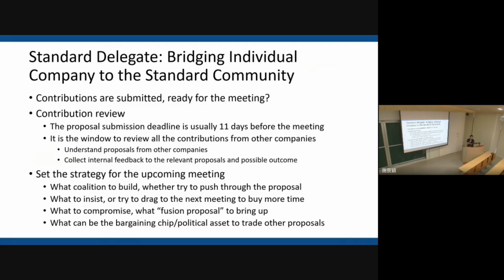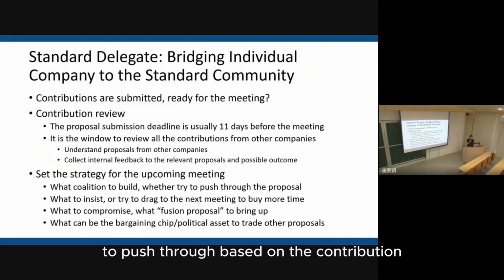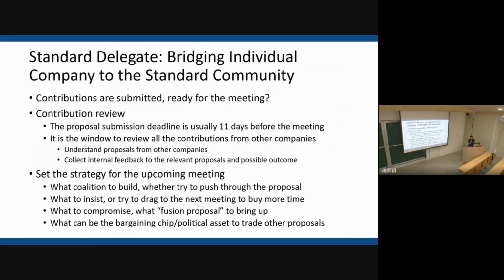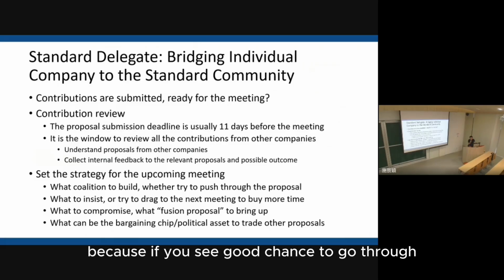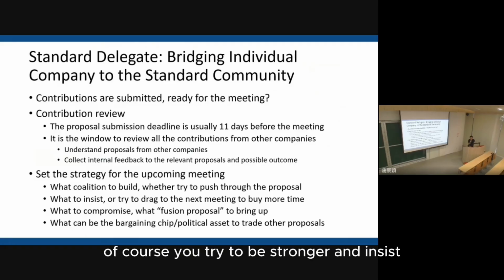Okay, so deciding which proposal you focus on to push through based on the contribution review result is one important thing you need to decide. And then your stance on each proposal, because if you see good chance to go through, of course you try to be stronger and insist. However, if you do not see too much chance, then you can kind of soften your attitude, not necessarily compromise, but try to push it through to the next meeting.